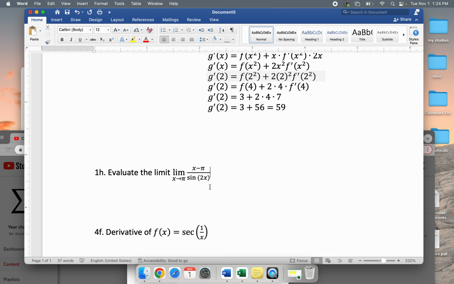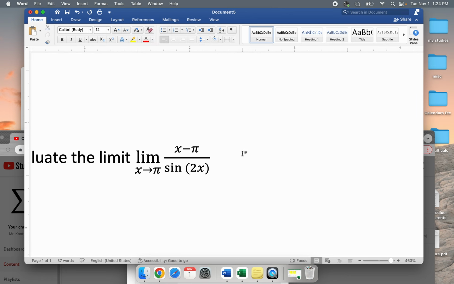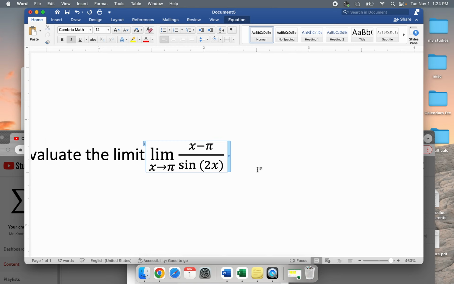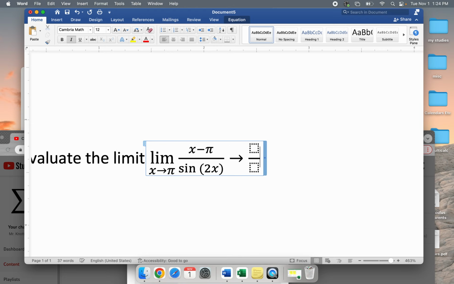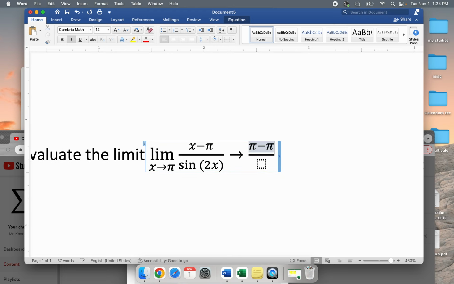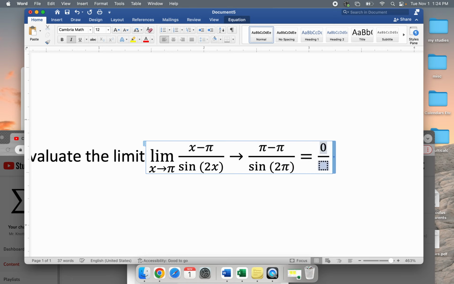Problem 1H, we've got a limit. It's almost definitely a L'Hopital's rule problem. That's pretty much all the limits that we see. But we should make sure by plugging in the number and make sure that we get 0 over 0. If you do plug in pi, you get pi minus pi on top, and on the bottom, sine of 2 pi. Pi minus pi is definitely 0. Sine of 2 pi is also 0. 2 pi is just like a full rotation, so the y-coordinate is 0. Okay, so that's 0 over 0.